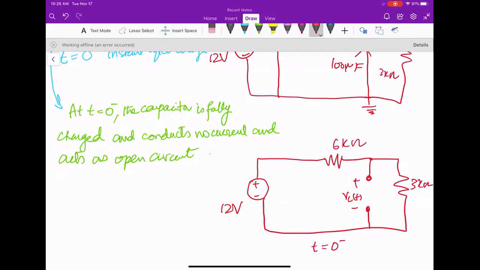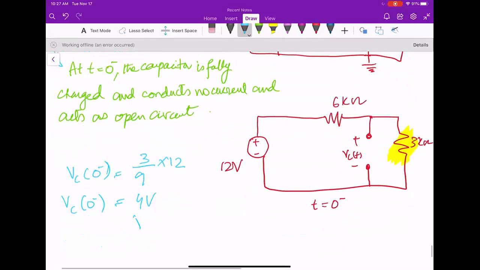So VC 0 minus will be, that's not difficult to find, because you can see that VC 0 minus will be the voltage across 3 kilo ohms. So we will write it as 3 by 9 into 12. So this will become 4 volts. So VC 0 minus was 4 volts, and that gives us the initial condition, which is just before the change in the switch happened.